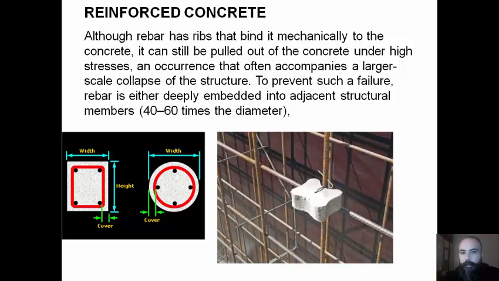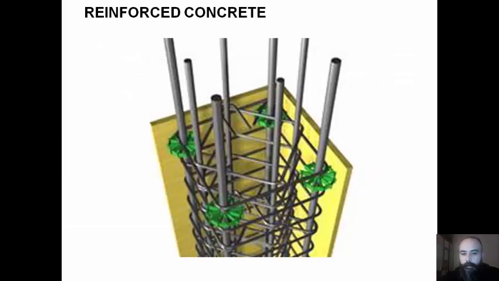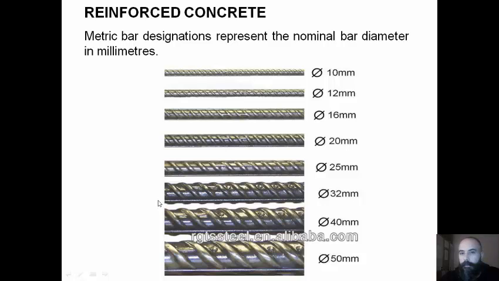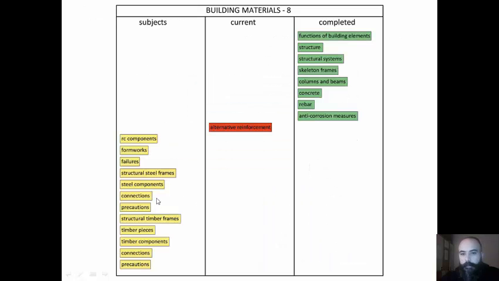Although rebar has ribs that bind it mechanically to the concrete, it can still be pulled out of the concrete under high stress, an occurrence that often accompanies a larger scale collapse of the structure. To prevent such a failure, rebar is either deeply embedded into adjacent structural members with these plastic pieces, or bent and hooked at the end to lock it around the concrete and other rebar. This first approach increases the friction locking the bar into place, while the second makes use of the high compressive strength of concrete. Metric bar designations represent nominal bar diameter in millimeters.